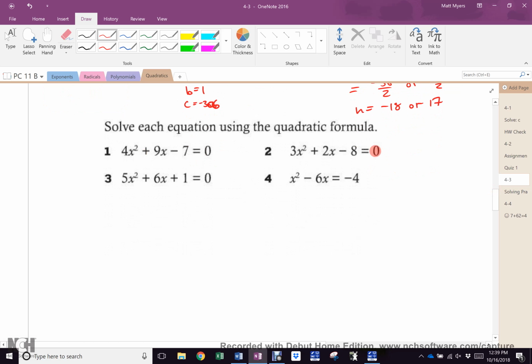Solve using the quadratic formula. Three of them are normal, one's weird. Go. I like to write it out when I am practicing. And here, this one is going to be positive C, because I would move it over there, yeah?